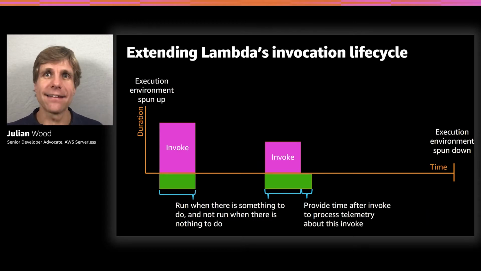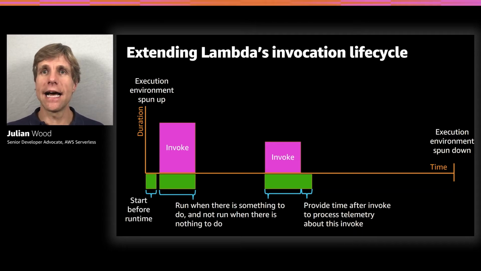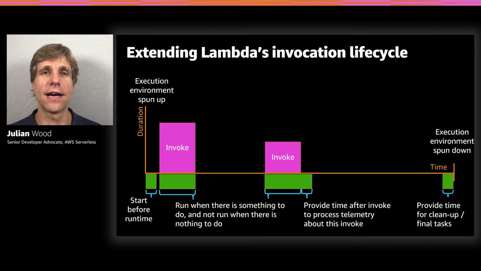Extensions extend Lambda's invocation lifecycle to only run when there is something to do. They can run after a function invoke to send telemetry data about the invocation out, and can initialize and work before the runtime starts, and can perform cleanup tasks before the execution environment is spun down.